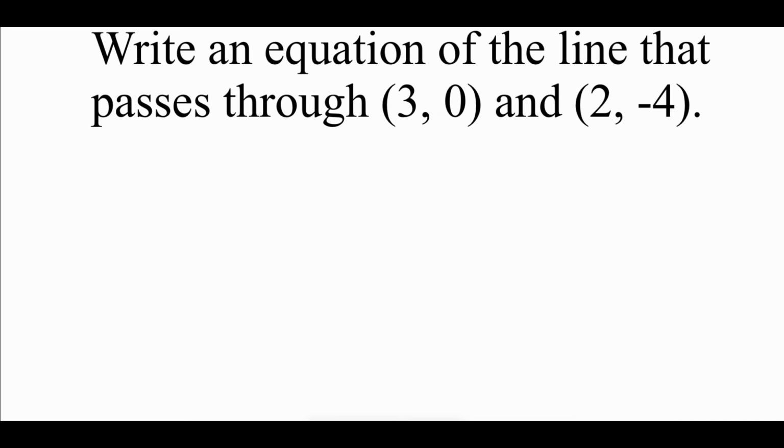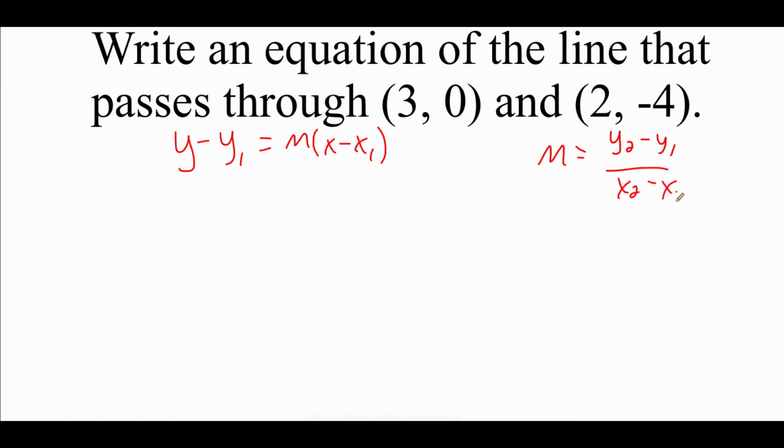So this line passes through the points 3, 0 and 2, negative 4. We're going to use that point slope form again. So y minus y1 equals m times x minus x1. We need a point and we need a slope. We have 2 points, so again, later on, we're just going to choose one to work with. We do need to find the slope using our slope formula. So remember, slope formula is y2 minus y1 over x2 minus x1.